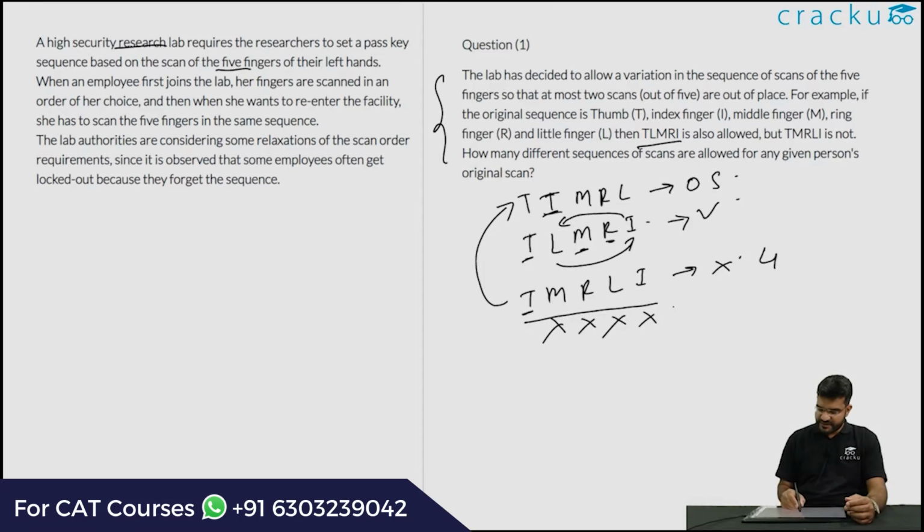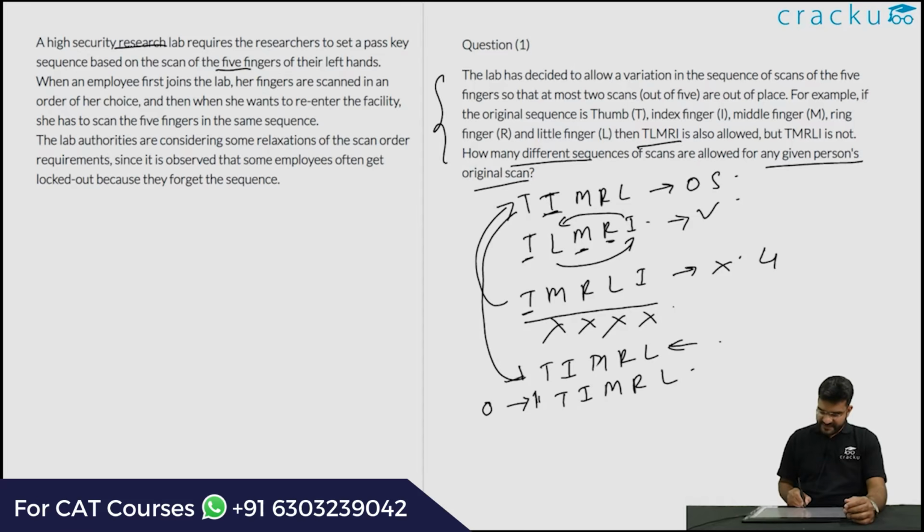Now we are required to find out how many different sequences of scans are allowed for any given person's original scan. So to solve this, let us assume that the original sequence is the same as what is given, that is TIMRL. Notice that it doesn't matter what the original sequence is, but we are using this just for understanding it better. Now, one case where none of the 5 fingers are out of place is allowed, where all the 5 fingers are in the proper sequence. So the number of ways in which this can be done is exactly 1, where the key entered is TIMRL.